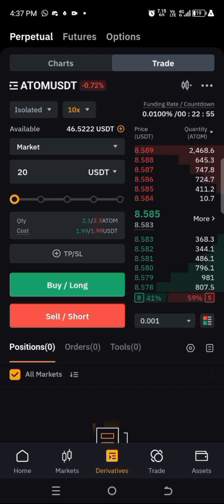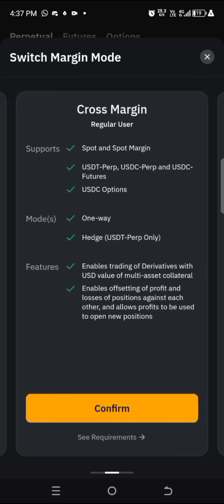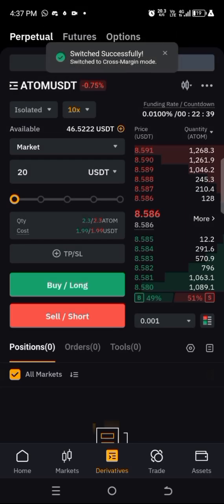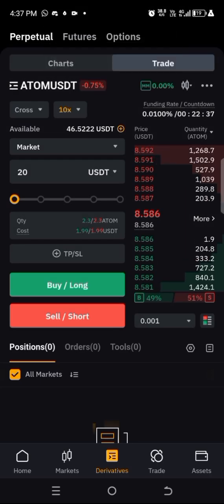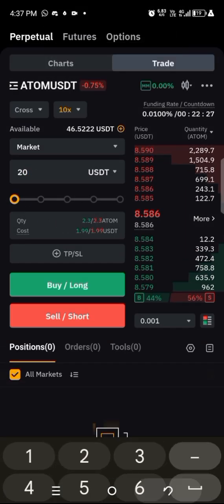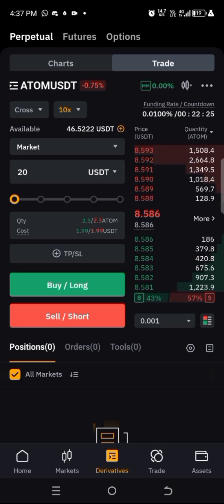So that's the good thing about isolated. Then if you want to incorporate all the money in your account, and let's say you still use $50 to enter this trade, you use cross margin. You confirm cross margin. Then you use cross margin. In cross margin, even if you select only $20 here, and you do not put a stop loss, the other balance here is at risk of getting lost if the market keeps going against your direction.